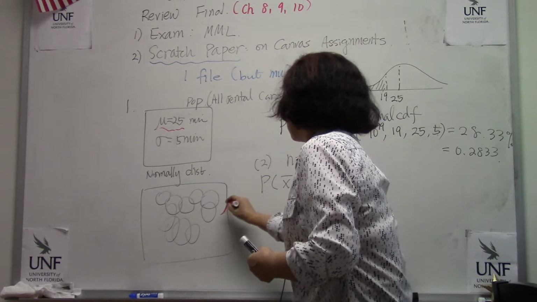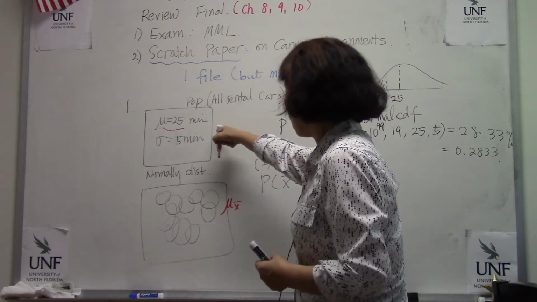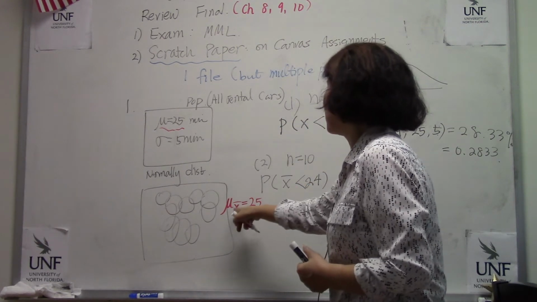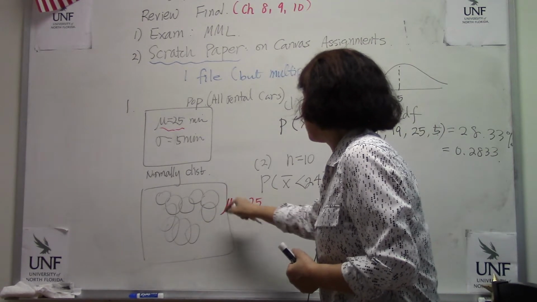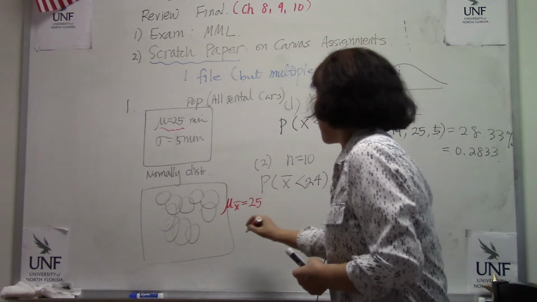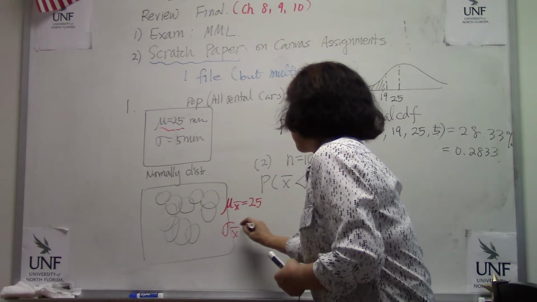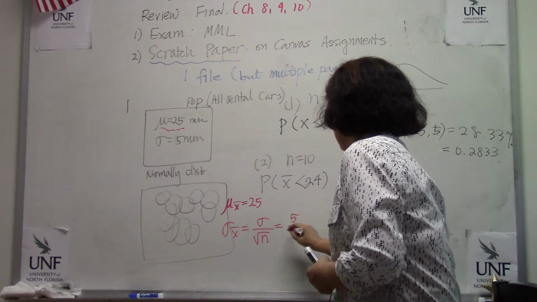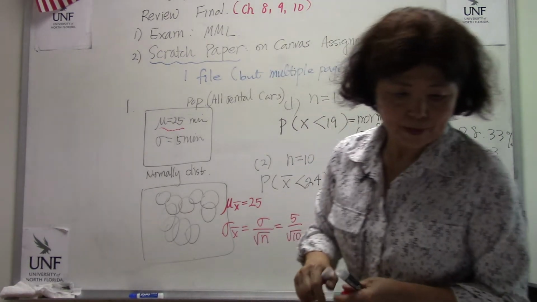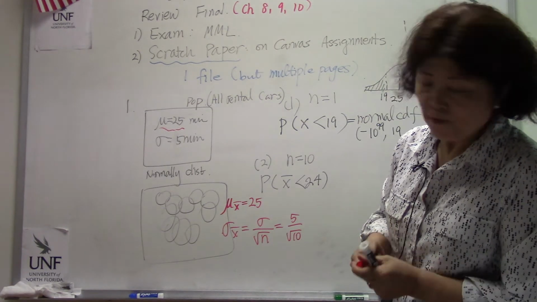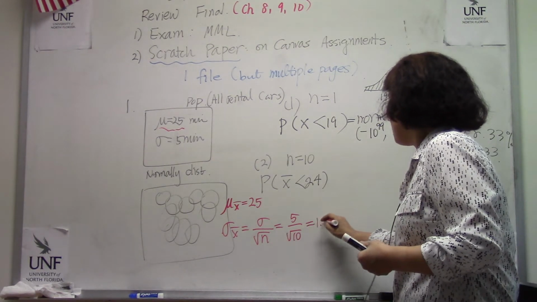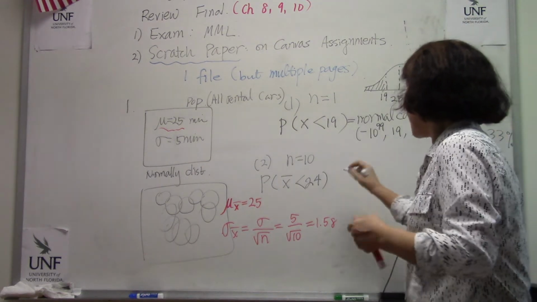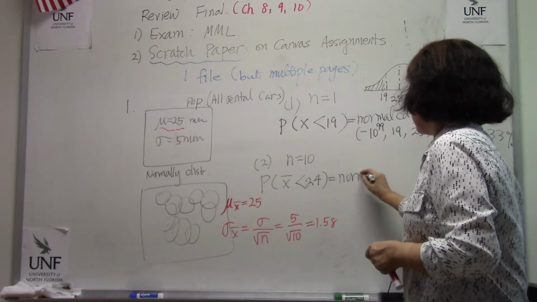This mu is going to be the same as before because this is normally distributed. So mu sub x bar is the same, 25, the mean of the means. And sigma sub x bar is going to be sigma over square root of n, that is 5 over square root of 10. What is 5 over square root of 10? That is 1.58.